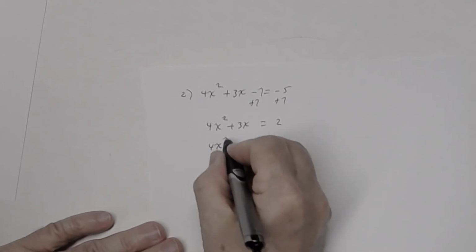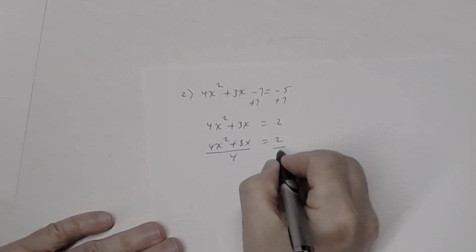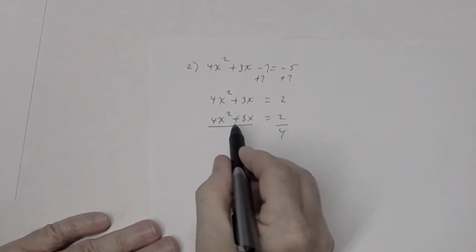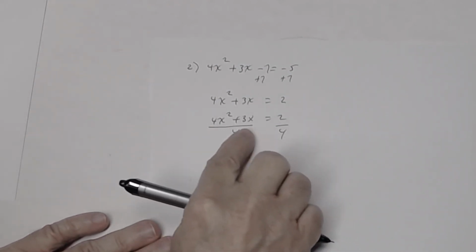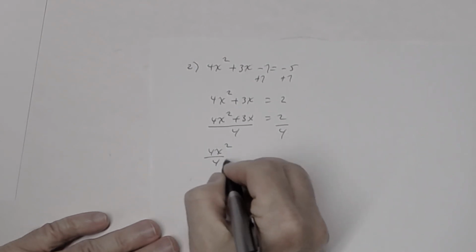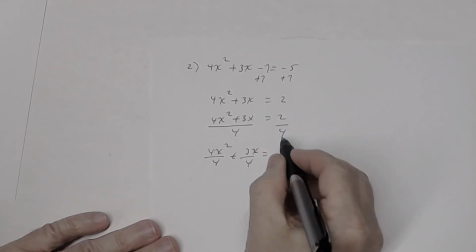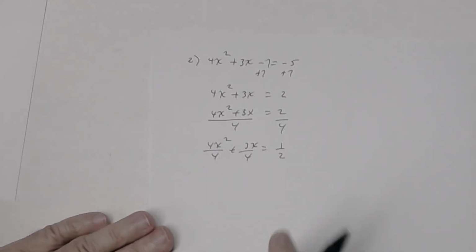So at that point, I am going to divide both sides by 4. And so I'm now going to write this left-hand side as two expressions, two terms. And so I get 4x squared divided by 4 plus 3x divided by 4 equals, and let's just go ahead and reduce this. That's going to be 1/2.